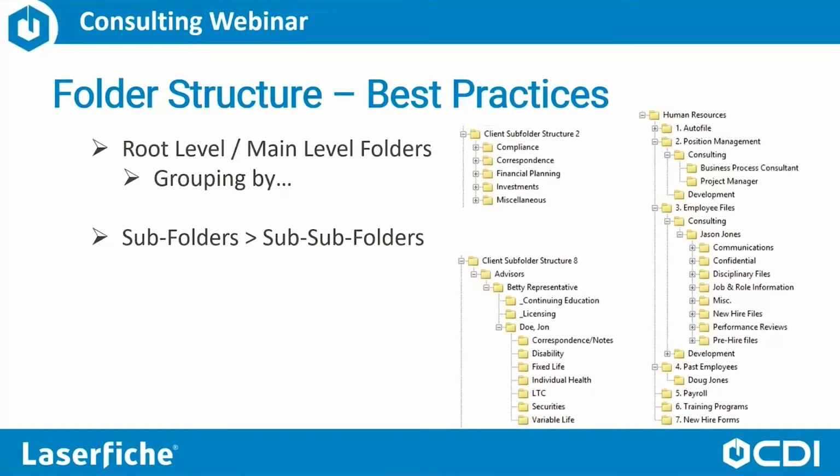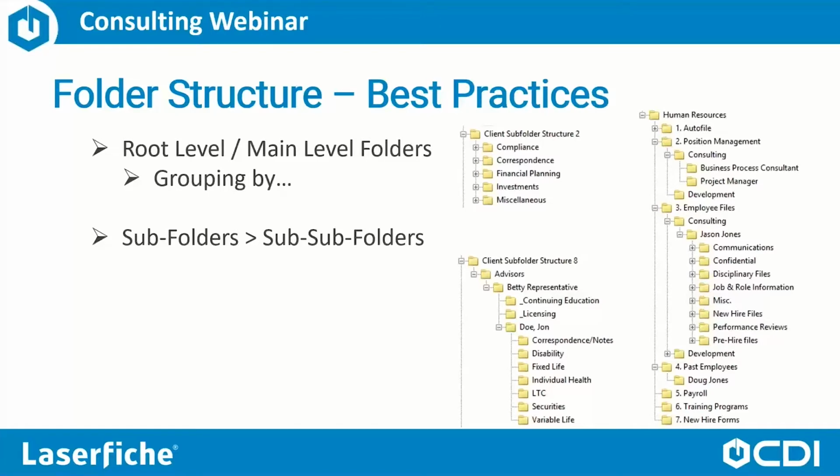Decision paralysis can really come into play when users are trying to file a document or look for a document, especially if you have two folders that are very close in name. So for example, if we had correspondence and notes split out into two separate folders, it would be more difficult for the user to decide if it's correspondence or if it's a note, and therefore more difficult to use your folder structure.